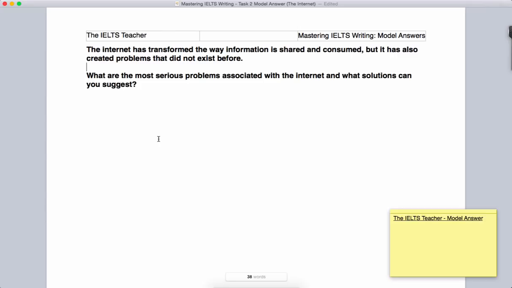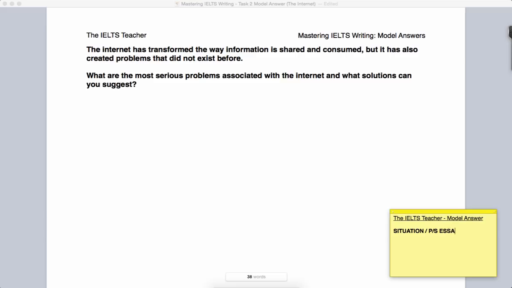The 3-step process before writing any words in terms of a response is the usual: identify the question type, underline the keywords, and write a plan. So step 1, identify the question type. What type of question is this? Hopefully you have identified it as a situation essay, a problem and solution essay, whatever you want to call it. So we'll say a situation, problem or solution essay. So that's what we're looking at today.